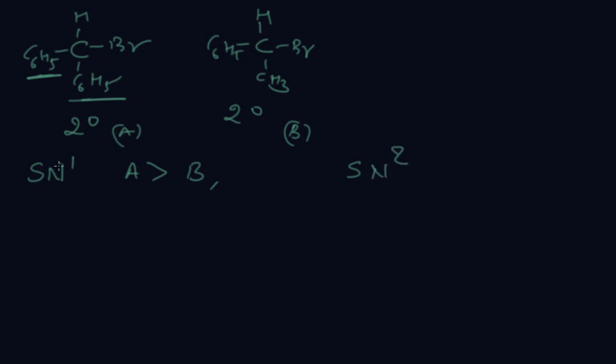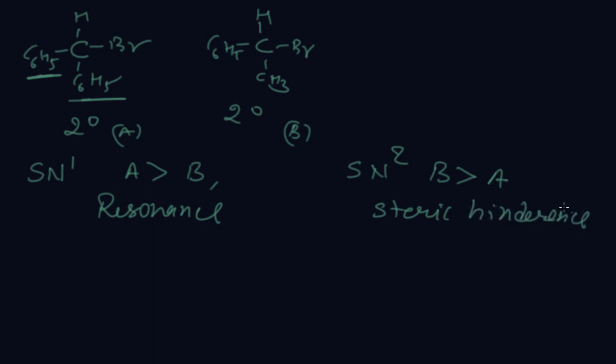If we say that in SN1 why we prefer A, you can say that it is due to resonance, and in SN2 I am preferring B over A. Why? Due to the steric hindrance. This is the question also. And after that, if you are getting any problem, then no problem. Please be in touch with me. I am here for you.